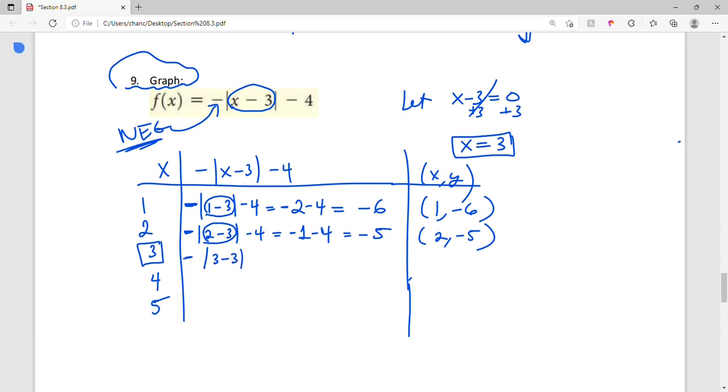3 minus 3, that's 0. The absolute value of 0 is 0. With the negative in front, that's still 0. We have 0 minus 4, which is negative 4.